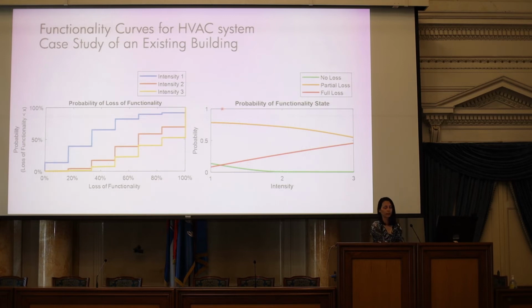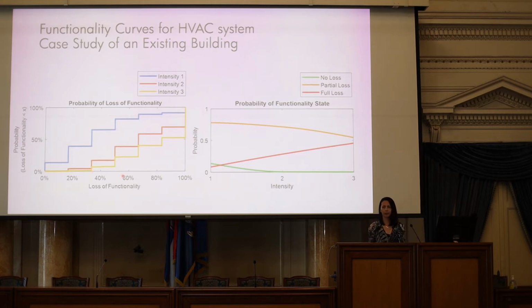And here is the result of that functionality analysis. Here on the left, we see this figure, which shows us the functionality limit state. So for example, here, if you look at the median, we come to intensity level 1, shown here in blue. We come down and we read the loss of functionality for the building. In this particular example, it's 35%. So what this means is that there is a 50% chance that this building will lose 35% of its function, right?